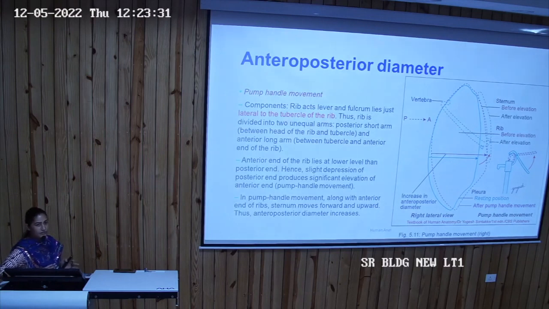What parts does a lever have? There is a fulcrum, there is an effort, and there is a load. So what is acting as the fulcrum is the tubercle of the rib. It divides the rib into two unequal parts. This is the posterior part and this is the anterior part. So when the elevation occurs, this larger part will elevate the anterior part of the rib, and the sternum will be elevated anteriorly.